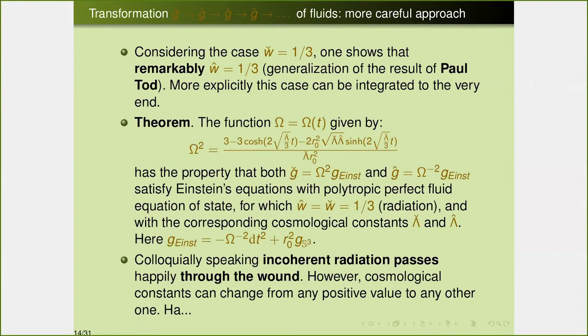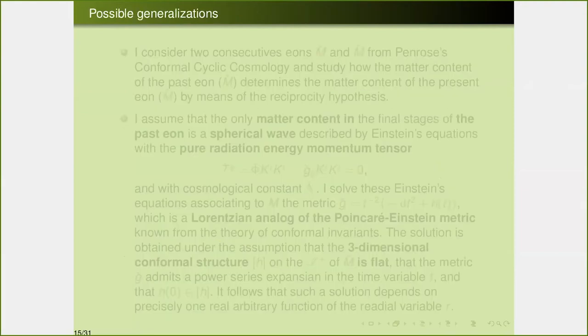Let me now pass to a possible generalization of this story. Why am I now passing to this generalization? Because this proposal for conformal cyclic cosmology, apart from making the proposal, Roger Penrose has predictions. How can we check? He says there should be a possibility of checking if his proposal is true.